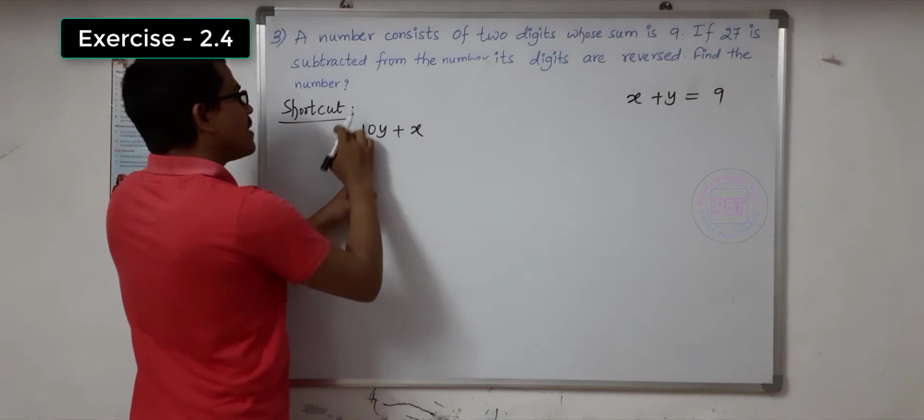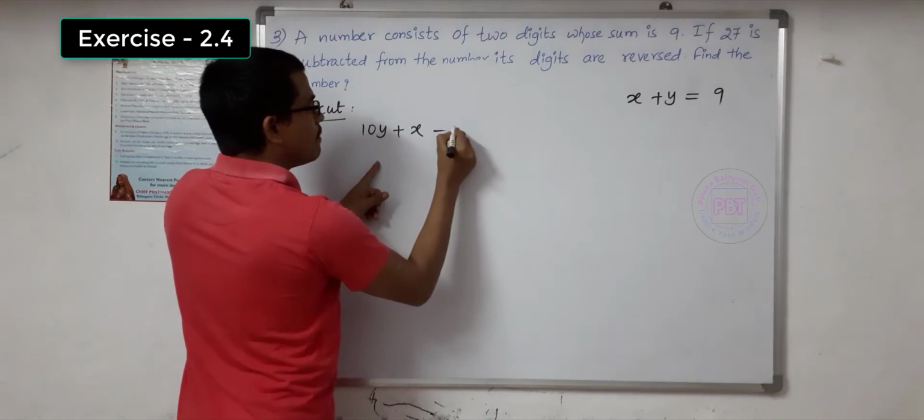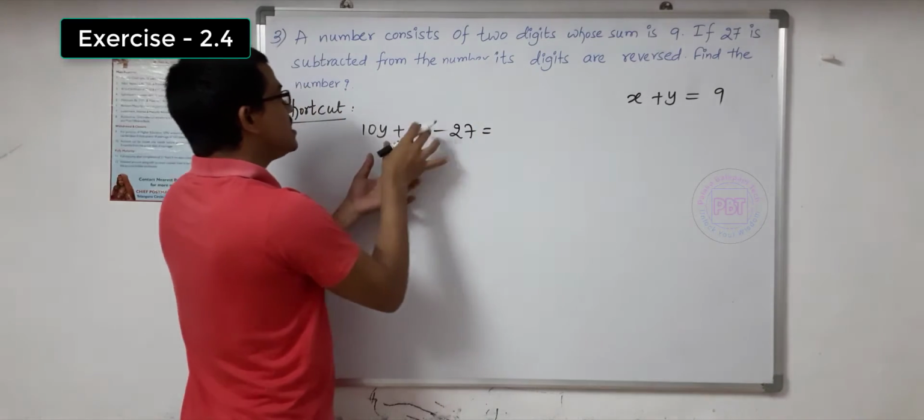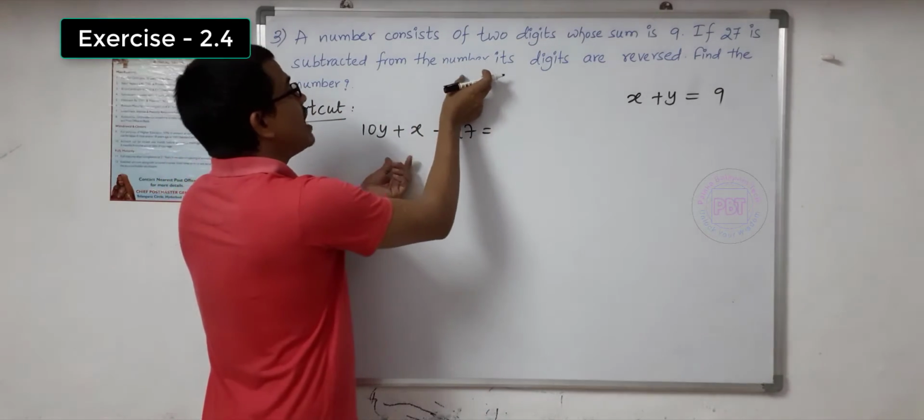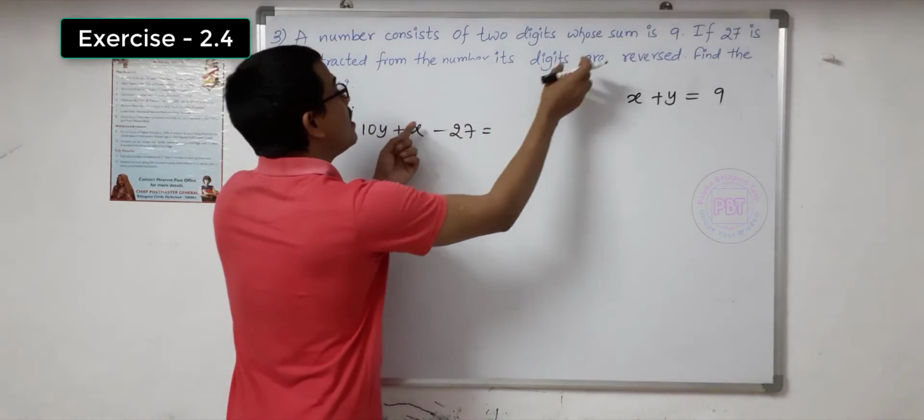And whenever you subtract 27 from this number, the digits of the number itself are reversed.